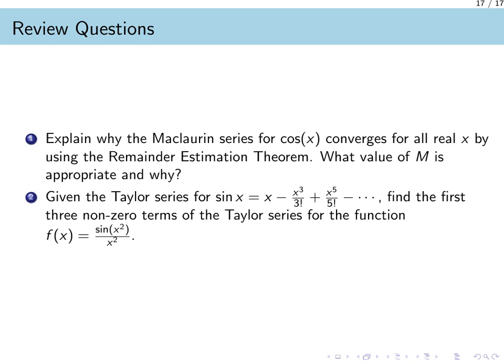The second question tests your ability to manipulate known Taylor series to find new ones. You are given the series for sine of x and asked to find the first 3 non-zero terms for the function f of x equals the quantity sine of x squared, all divided by x squared. The strategy here is to first substitute x squared into the sine series and then perform the division. Please pause the video now and work through these 2 problems. They are excellent practice for applying these powerful techniques.